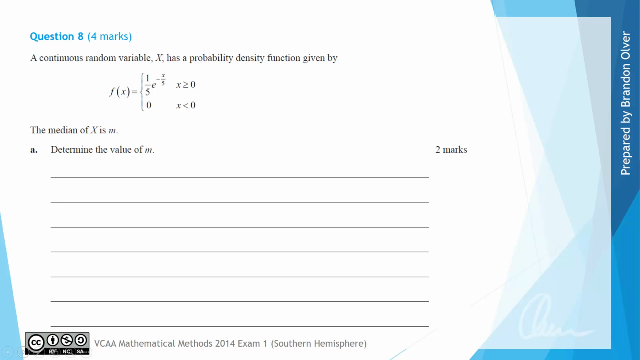So for question 8 we have a continuous random variable x with a probability density function given by the following hybrid function. The median of x is m, and for part A we're asked to determine the value of m.